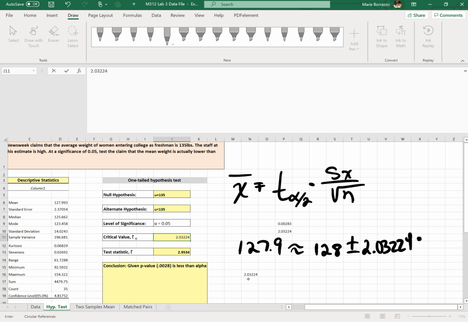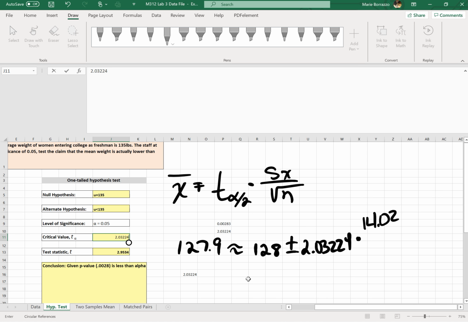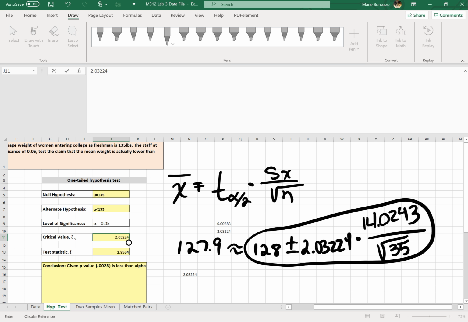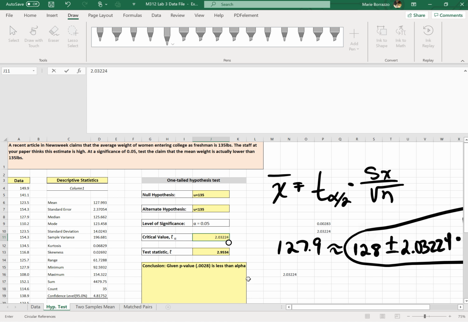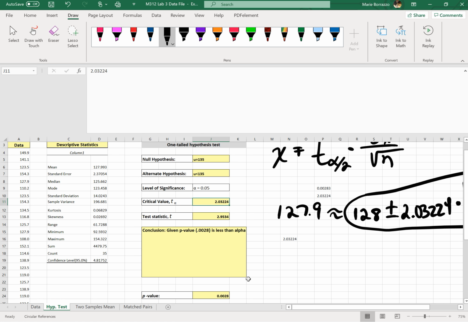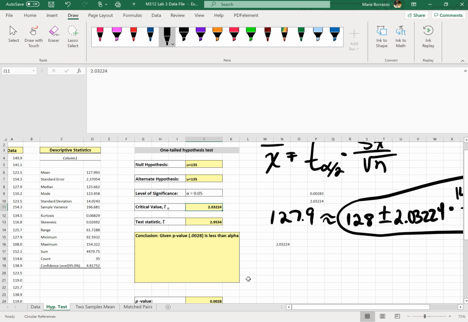So we're going to take the standard deviation, which in our case is 14.02. If you want to be more accurate, we could leave it at 0.243, it's fine. Divided by the square root of n, n is 35, right? And so the plus and minus of this is what gives us a confidence interval for the test statistic. If you notice your confidence interval there at 4.8, it's the mean plus or minus that. So, anyhow, I just want to make that little connection for you.